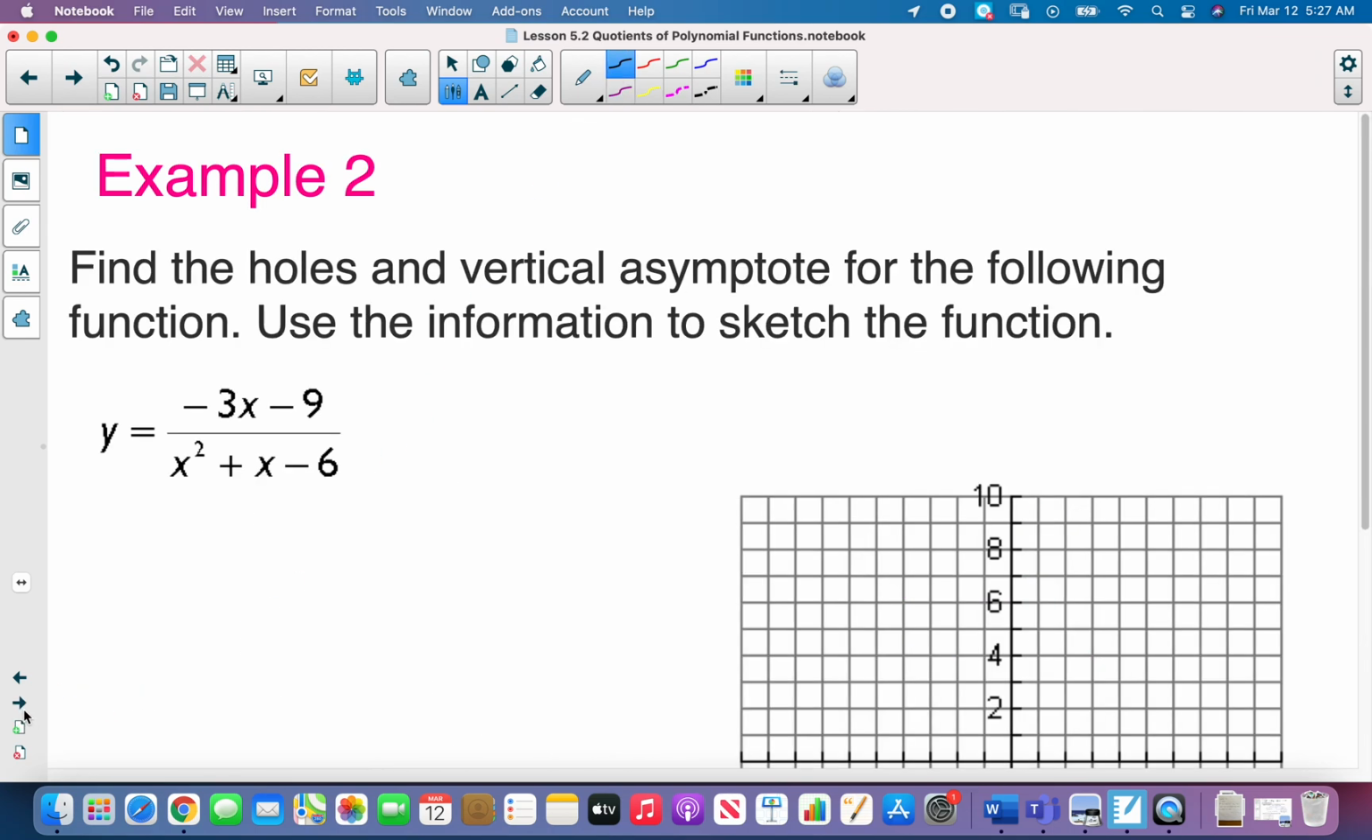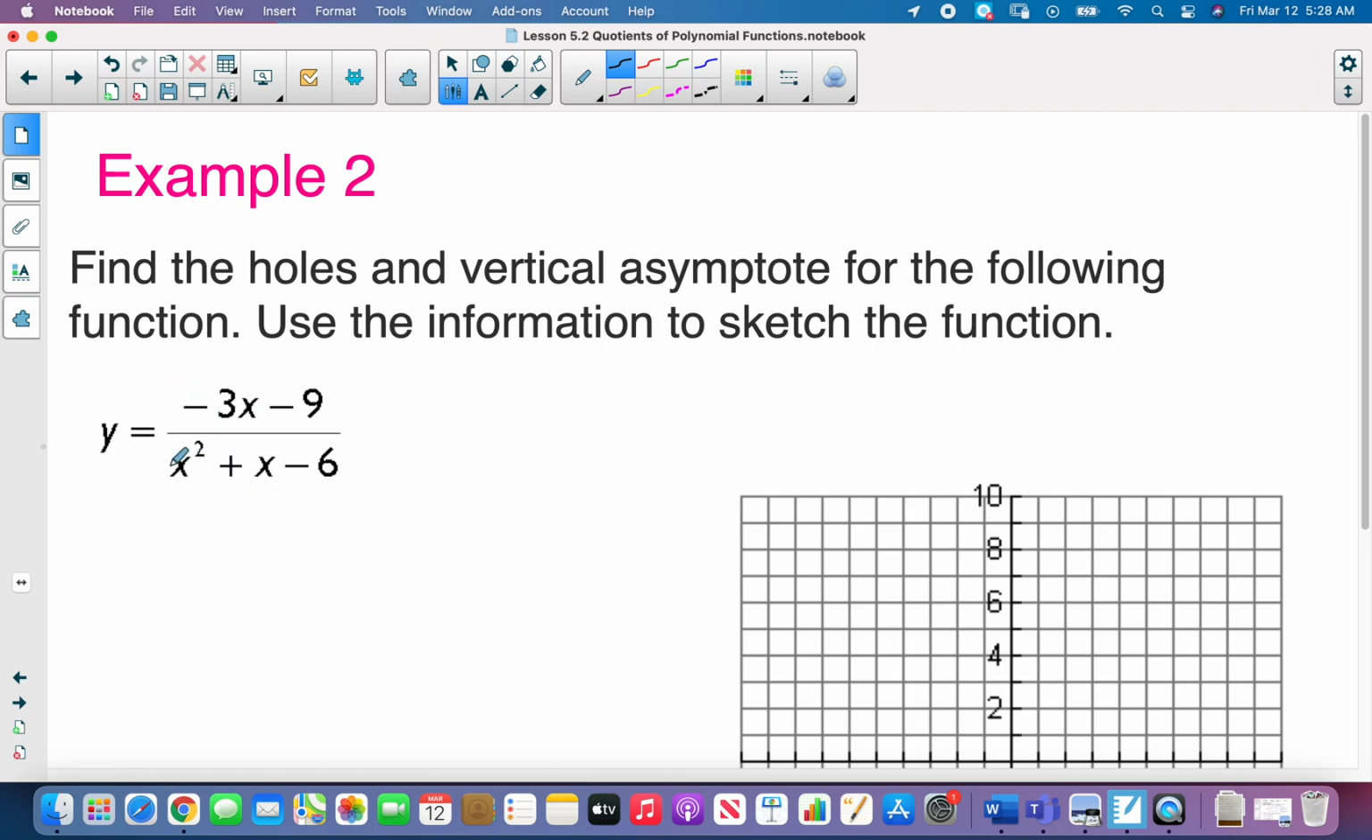Let's take another example. Find the holes and vertical asymptotes for the following function. Use the information to sketch the function. So you look here, you can see that you have a rational function, y equals negative 3x minus 9 divided by x squared plus x minus 6. So the degree of the numerator is less than the degree of the denominator. So by default, you have a scenario where the horizontal asymptote is the x-axis.